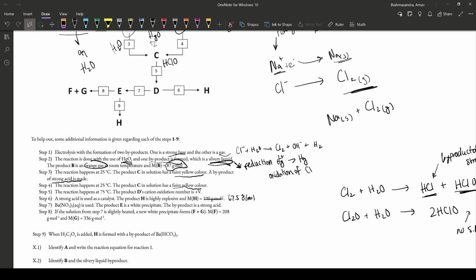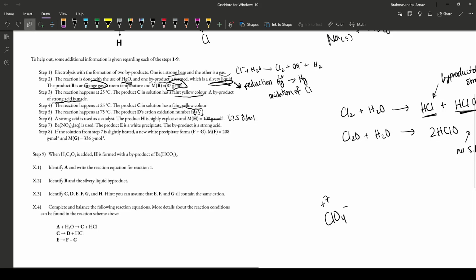Let's look at step 5. It says this reaction happens at 75 degrees Celsius. The product D's cation oxidation number is +5. This one was a little bit easier because it tells you that your chlorine oxidation number is +5. So what does that mean? What can have a +5 oxidation number?